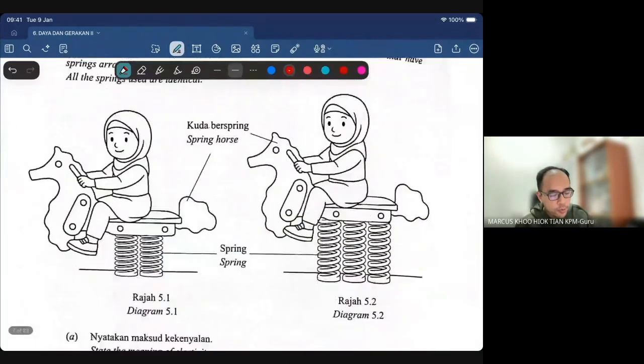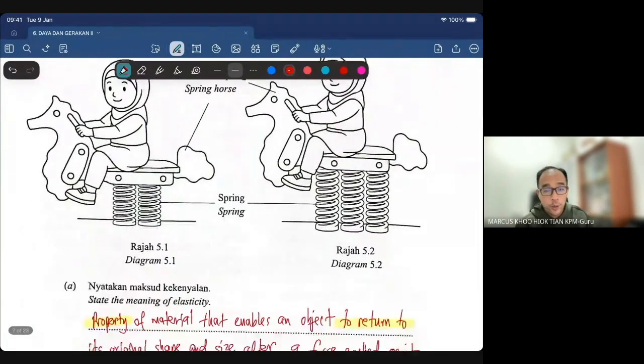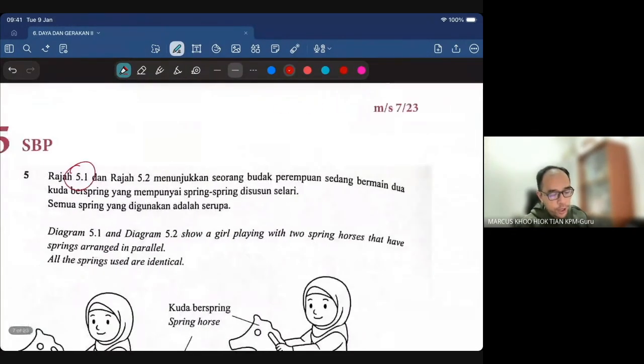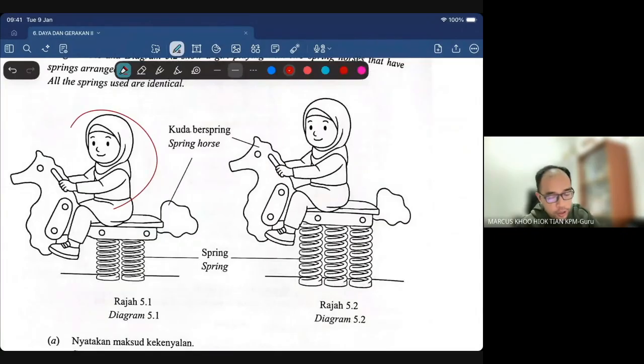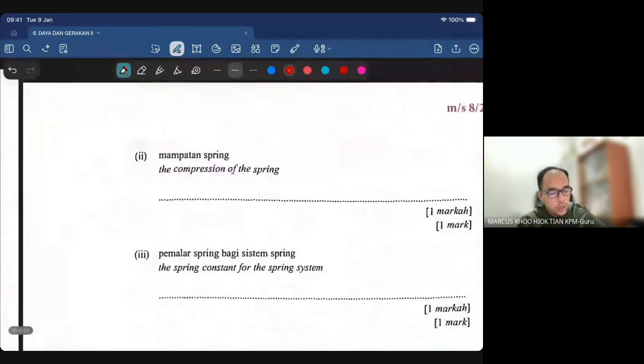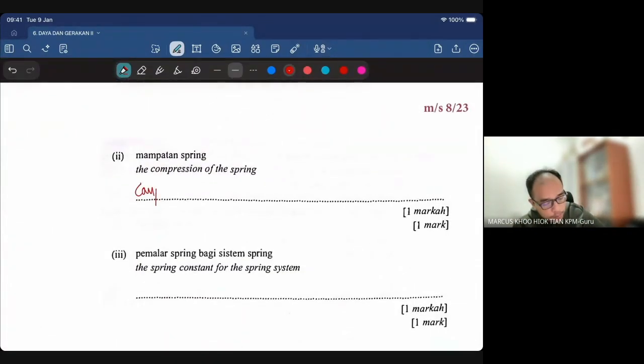So if you look at the number of springs, I think it's quite easy to see 5.1 is less than 5.2. Okay, I don't think this is a very big deal. Okay, the compression of the spring, if you take a look, this girl is lower than this girl, which means that they are more compressed. Obviously, the starting point is the same, but since she's going lower on 5.1, that means she's compressing more. So the compression will be 5.1 is bigger than 5.2.